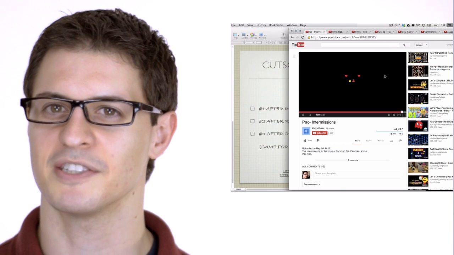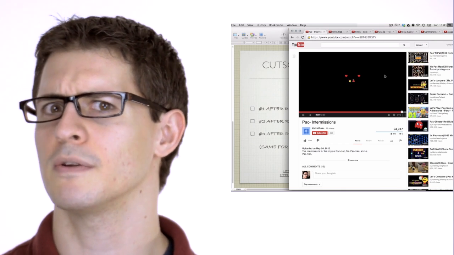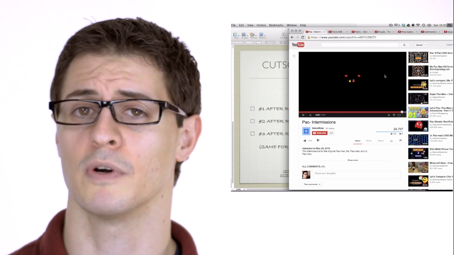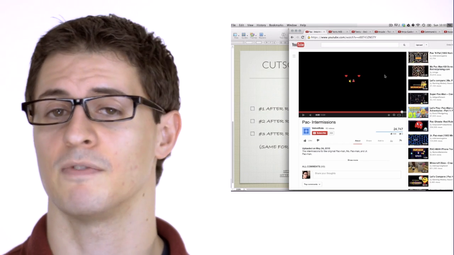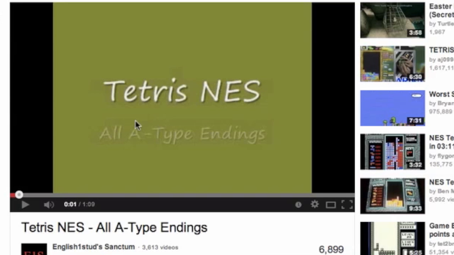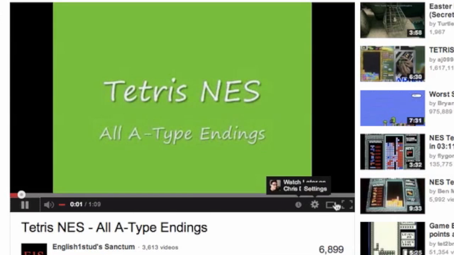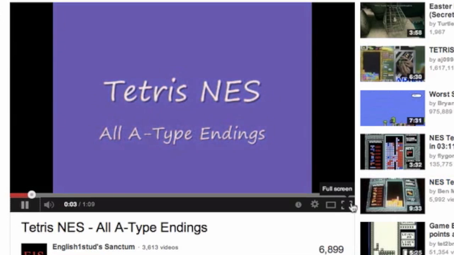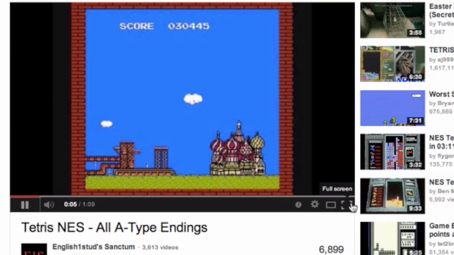And for context as to what function these are, because these aren't really storytelling in the same way, or at least the story has very little to do with the gameplay, because then you go right back to more Junior Pac-Man. It doesn't suddenly involve your love with this baby ghost. I like to pull up these cutscenes from other old games. So this one is Tetris NES All 8 Endings from English 1 Stud Sanctum.